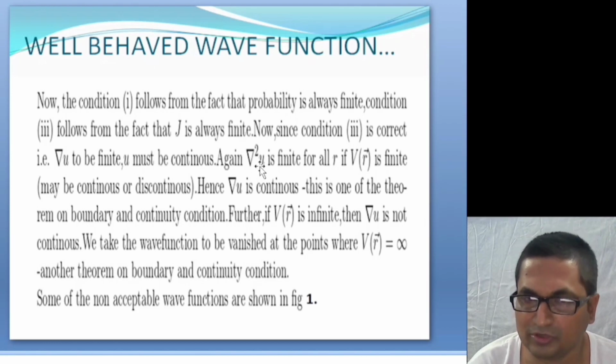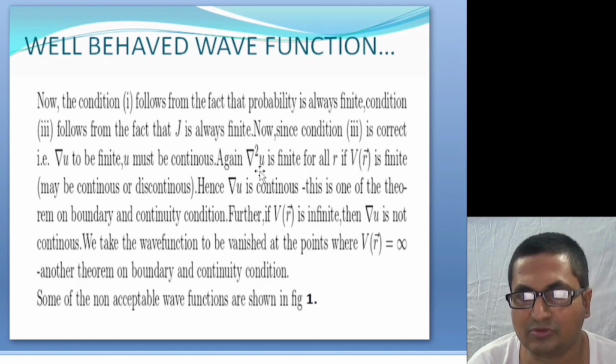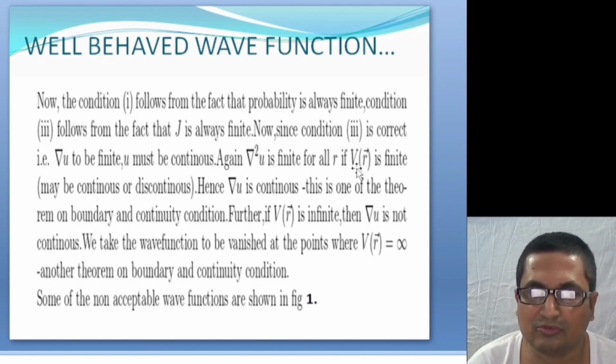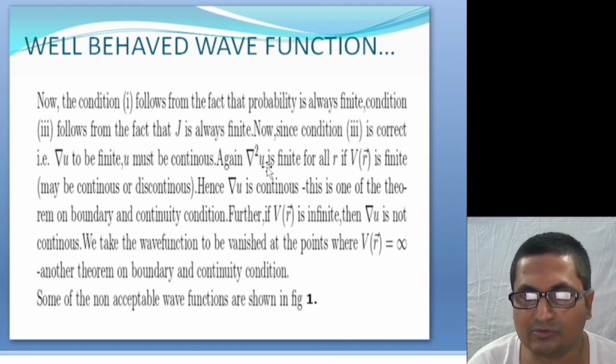When we discuss more about the Schrödinger equation, we'll find that these quantities will be finite when the potential function is finite, which may be continuous or discontinuous. So for finite potential, the second derivative of u is finite, which follows from the Schrödinger equation. And since it is finite, it means ∇u is continuous. We must also remember that this is one of the boundary and continuity conditions. Regarding an infinite potential, in that case it will not be continuous, so we cannot have a well-behaved wave function.